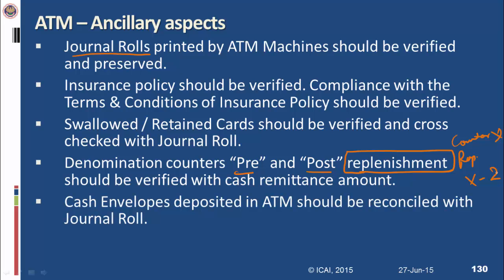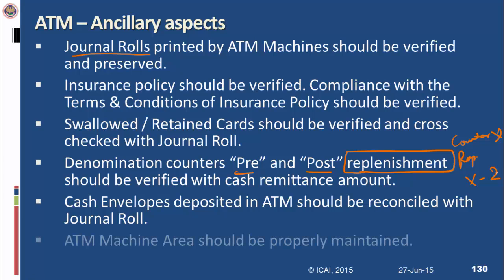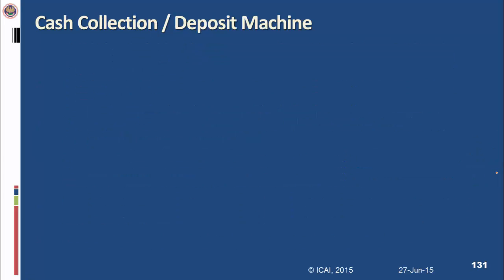Cash envelopes, if any, deposited in the ATM should be reconciled with the journal roll. The journal roll will contain how many cash envelopes there are, and it should be tallied with the journal roll. The ATM machine area should be properly maintained, because these are all machine driven. So the area should be cleaned and properly maintained. So now we have completed the ATM part.